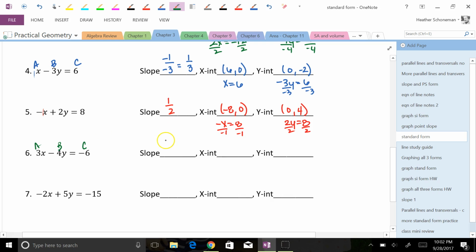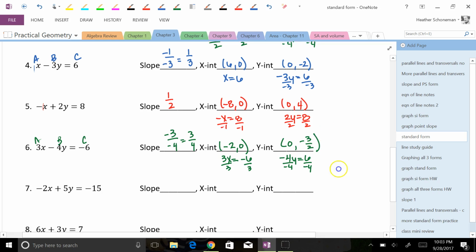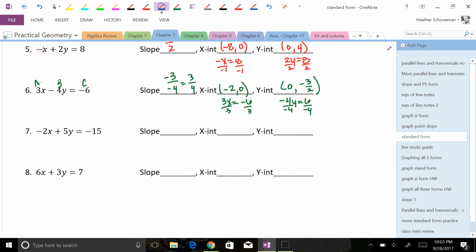So the opposite of A would be negative 3, and then B is negative 4, so that reduces to positive 3/4. The x-intercept, y goes away, so I get 3x equals negative 6. Divide by 3. X is negative 2, 0. The y-intercept, x goes away, so I get negative 4y equals 6. I divide by negative 4. Oh, that doesn't divide evenly, but that's okay. We're going to get fractions, but that does reduce. Negative 3/2, right?